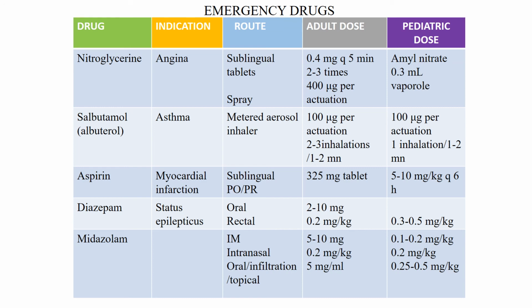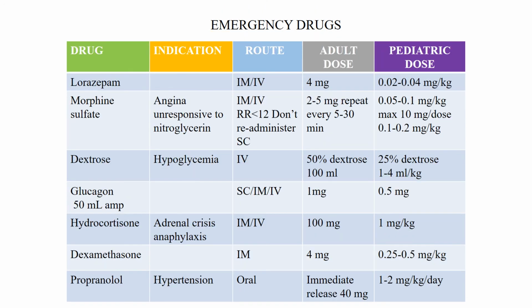Can either give sublingual or per oral. Diazepam, midazolam, and lorazepam are indicated for status epilepticus, seizure. Morphine sulfate is indicated when angina is unresponsive to nitroglycerin. Dextrose and glucagon for hypoglycemic cases. Hydrocortisone for adrenal crisis or anaphylaxis, dexamethasone as well.